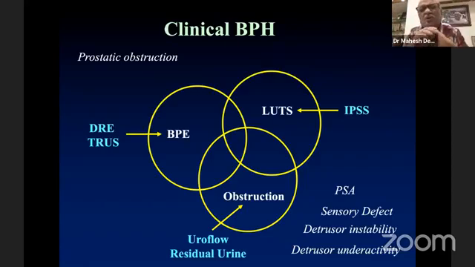Now, of course, we have to do the PSA to rule out malignancy, as early cases don't have any symptoms. So enlargement can be assessed by the digital rectal examination or a transrectal sonography. LUTS, we can do IPSS score. And obstruction, the best way is to do a uroflow and look at the residual urine.